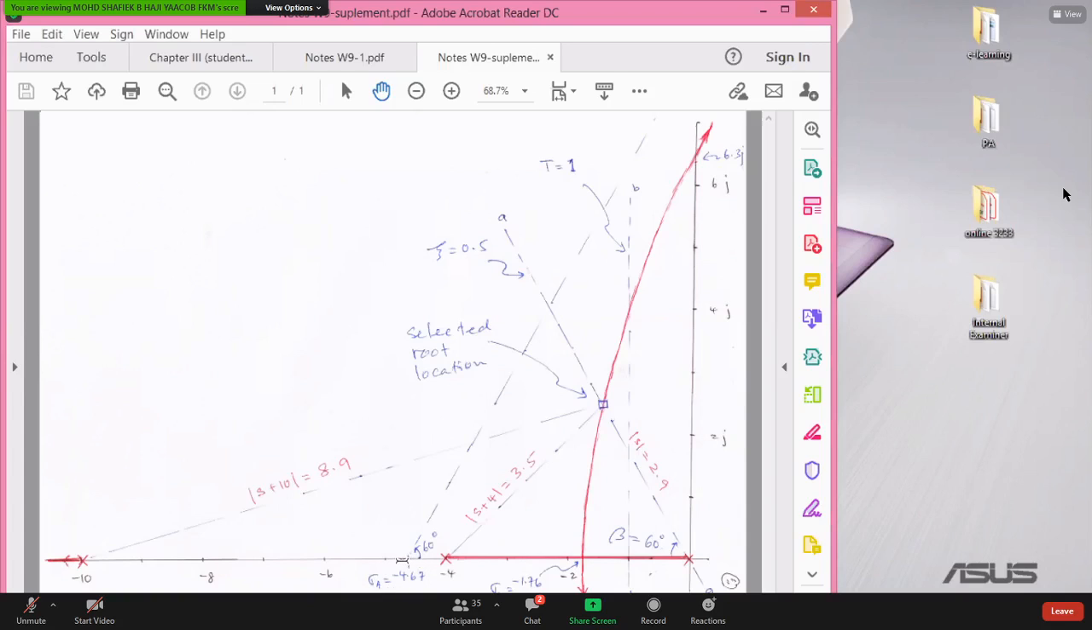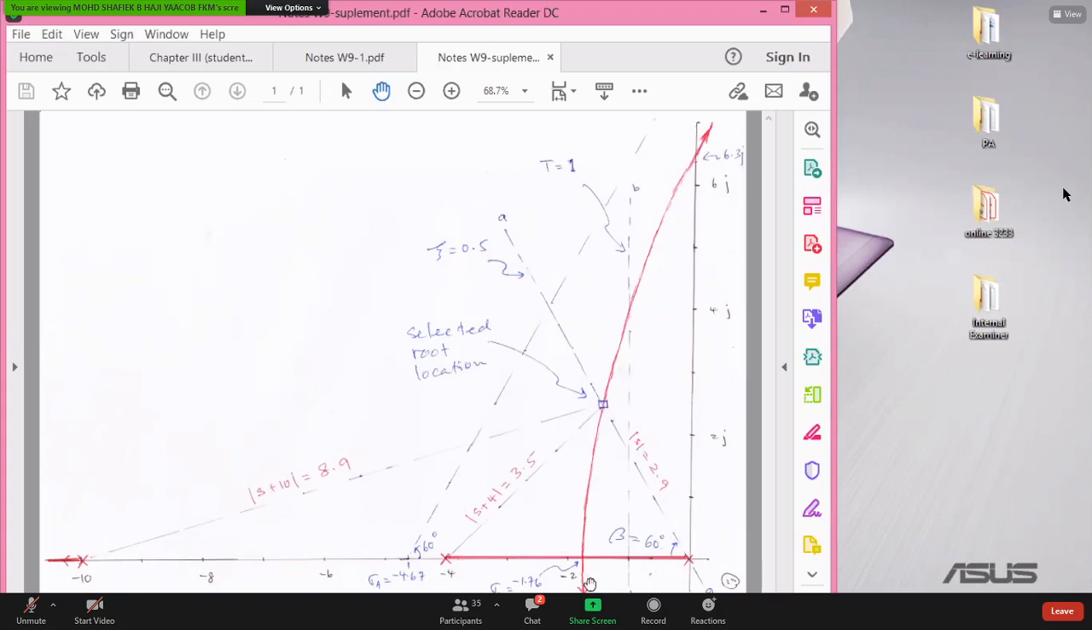The second asymptote line is at 180, it's all the way to the left. And then the third asymptote line is symmetrical with the first asymptote line. So in this case, I only draw the top half of the root locus diagram. Because it is symmetrical, there's no point in drawing the lower half of the diagram. The blue line here is the asymptote line. We know eventually our locus is going to approach this asymptote line.